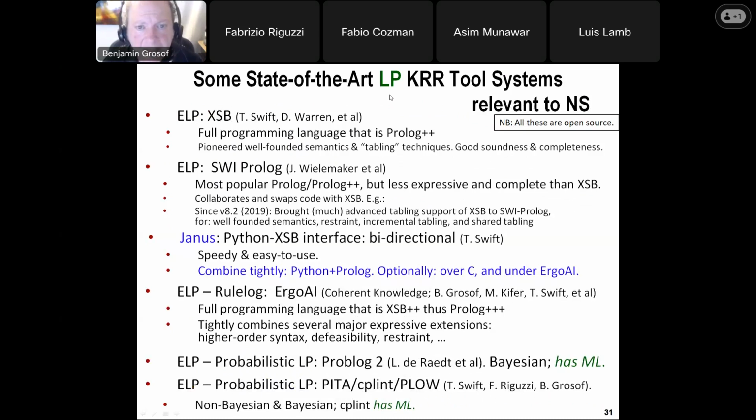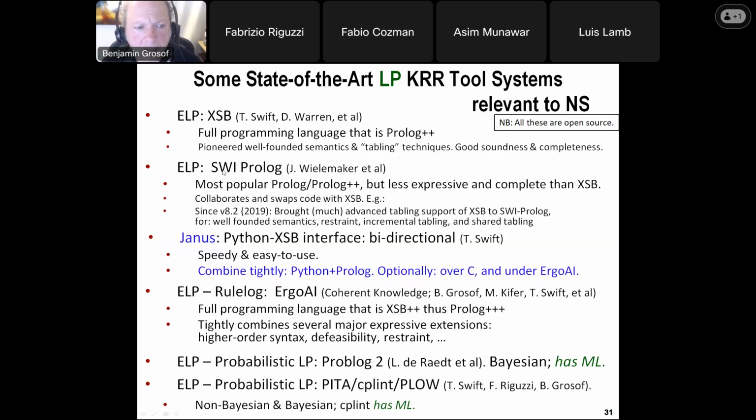These are based on LP. One is XSB. It's actually an extension of LP, originally from Stony Brook, but multi-institutional. It's a full programming language that is essentially a Prolog++, and it pioneered a lot of sophisticated inferencing techniques such as tabling techniques and so-called well-founded semantics, has good soundness and completeness properties overall.